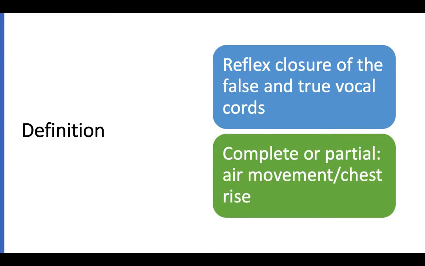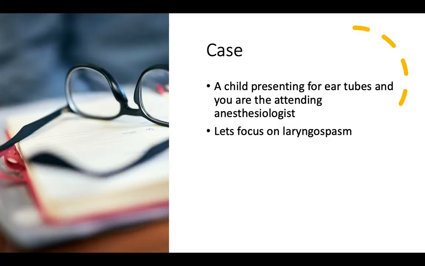So, what is laryngospasm? It's a reflex closure of the false and true vocal cords in response to an external trigger. You can either have the vocal cords completely closed, allowing no air movement through the vocal cords and no chest rise, or you can have a partial laryngospasm where there is a small gap in between the vocal cords and there is some air movement, maybe some chest rise, but likely not sustainable.